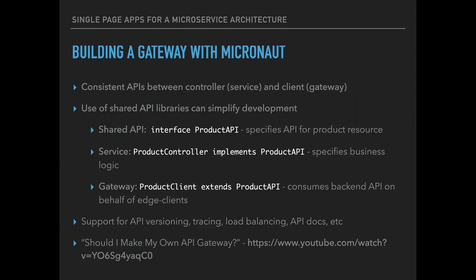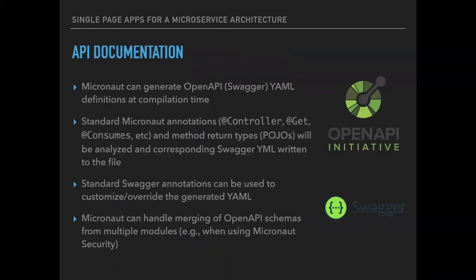And then in addition to that, Micronaut has support for things like API versioning. It has support for distributed tracing, load balancing, API documentation. There's a lot of features that are supported by the framework that are the kinds of things that you might want to do in an API gateway. So I would submit that Micronaut is actually a really compelling option for building your own gateway when that makes sense. And there may be times when it does not make sense, but Micronaut is a good choice when it is. And of course, if you are using a third-party API gateway, you can still write your microservices using Micronaut.